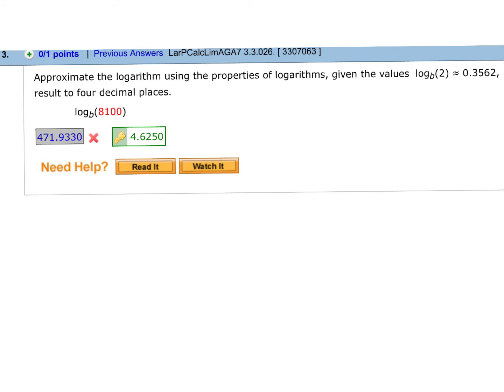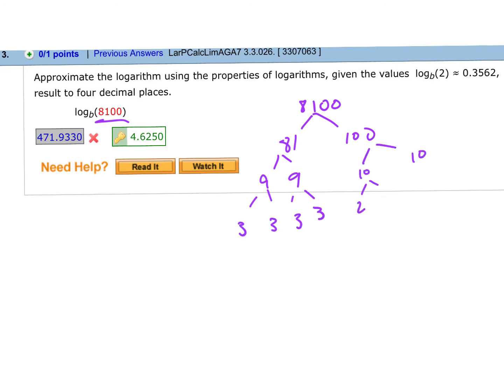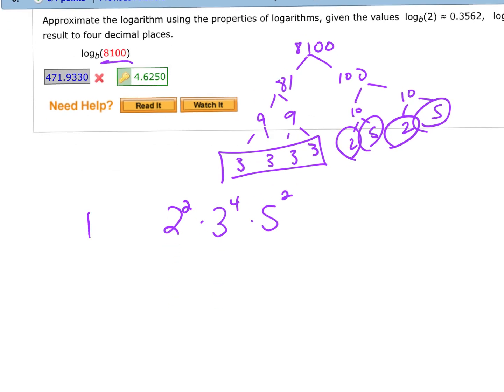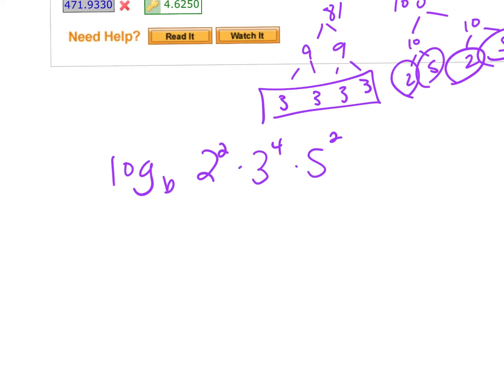That came up in the last class, right? So 8100, you'd have to break down. That's 81 and 100. This is 9 and 9, which is 3 and 3 and 3 and 3. That's 10 and 10, 2 and 5, 2 and 5. So there's two 2s, four 3s, and two 5s. So you can rewrite it like that, then you can expand it.